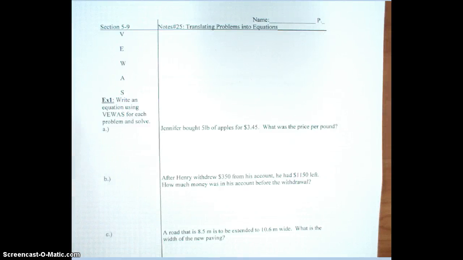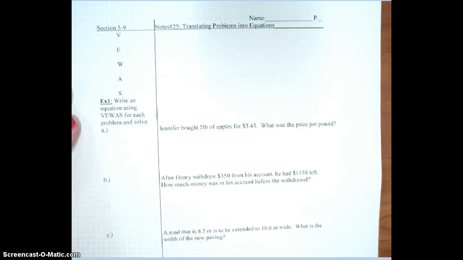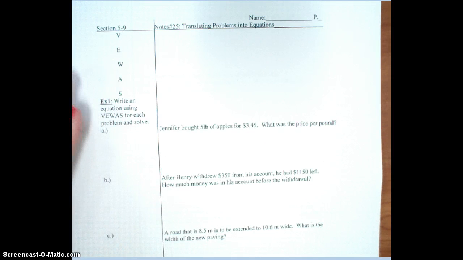Today we're going to fill in notes number 25, translating problems into equations. So when you have a word problem, it's helpful to have a method to solving it algebraically and not just using arithmetic. So we came up with this little system to set up a word problem in the form of an algebra equation and solve it.